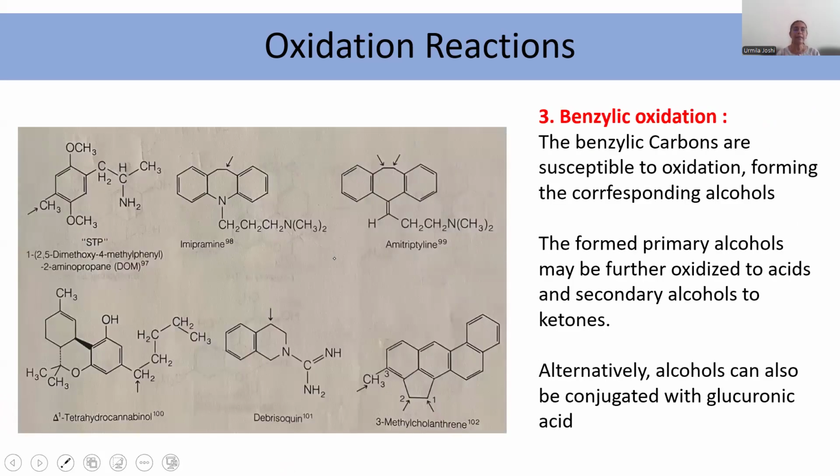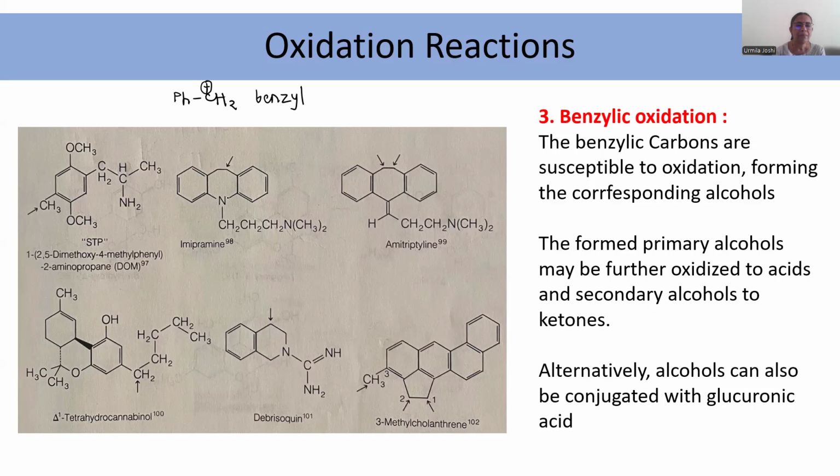Then coming to the third reaction, that is benzylic oxidation. To understand this, I want you all to understand the benzylic carbon. You remember that this is a benzyl carbocation. A benzyl carbocation contains 7 carbons: the phenyl ring and 1 carbon directly attached to it outside the ring. That is called a benzyl system.